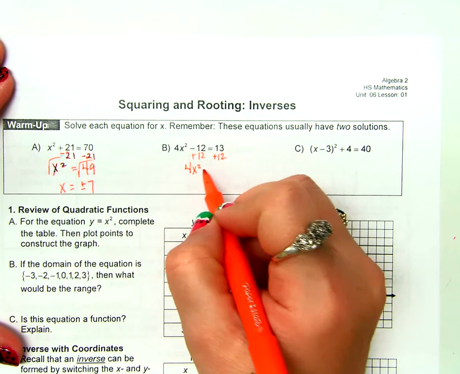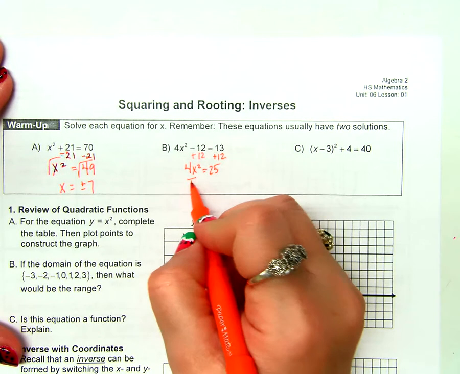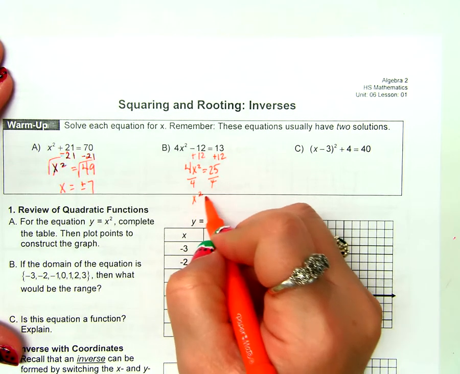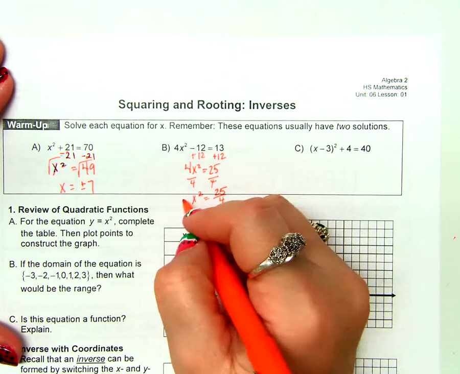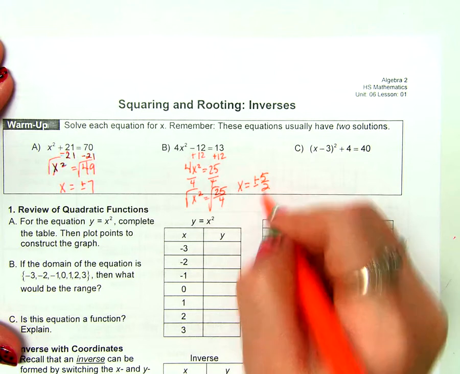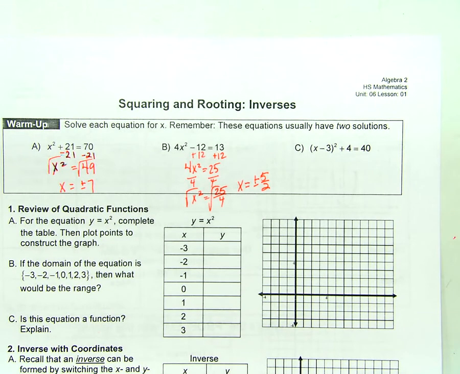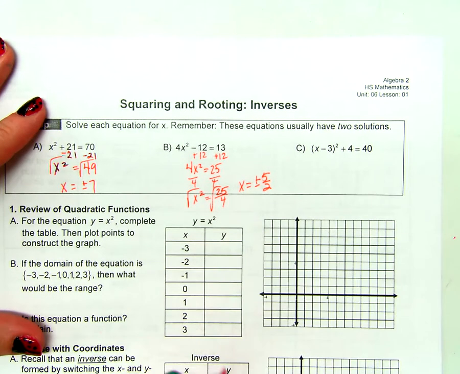4x squared equals 25. And I divide both sides by 4. I get x squared equals 25 fourths. And then when I square root both sides, I get plus or minus 5 over 2. Do you see why I didn't do the division there? Why I didn't figure out it's 6 point something? Right? Yeah, it's a square over a square.